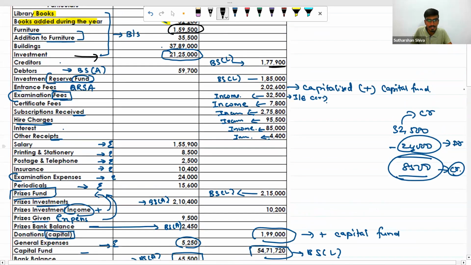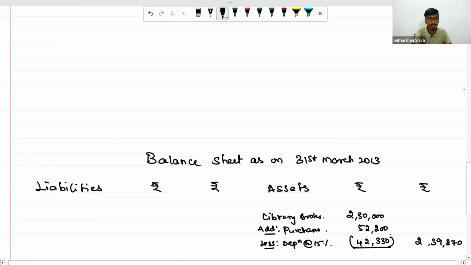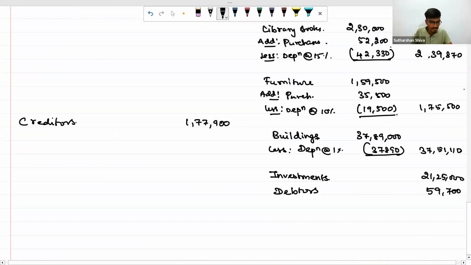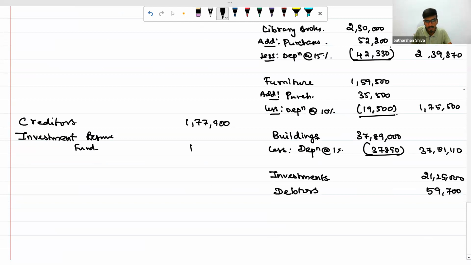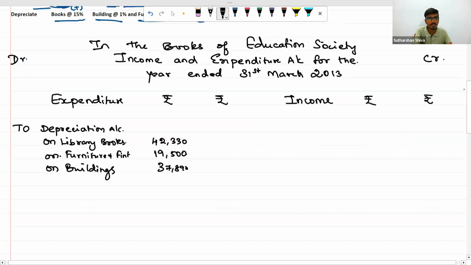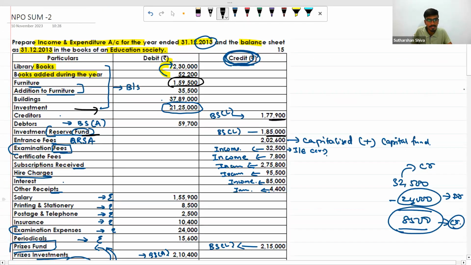Then investment reserve fund, that is 1,85,000. We need to show it on the liability side as a separate item. Investment reserve fund, that reserve fund will be 1,85,000. That is done.